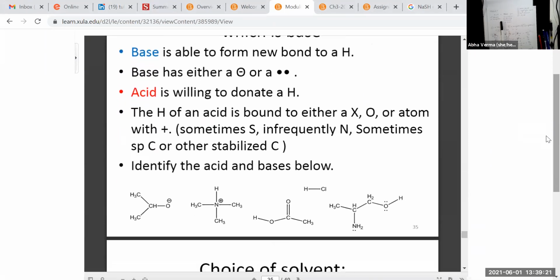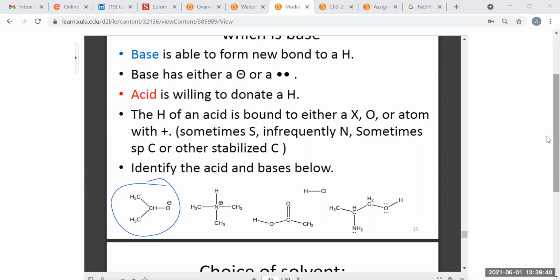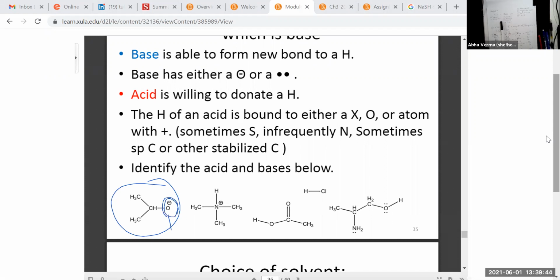Now this is just another reminder of how you are going to figure out what is what. Looking at this structure, if you have to identify this as an acid or a base, what will you identify this molecule as? Anyone? The base. It is a base. And why? Because of the negative formal charge. Negative charge here. Very good.